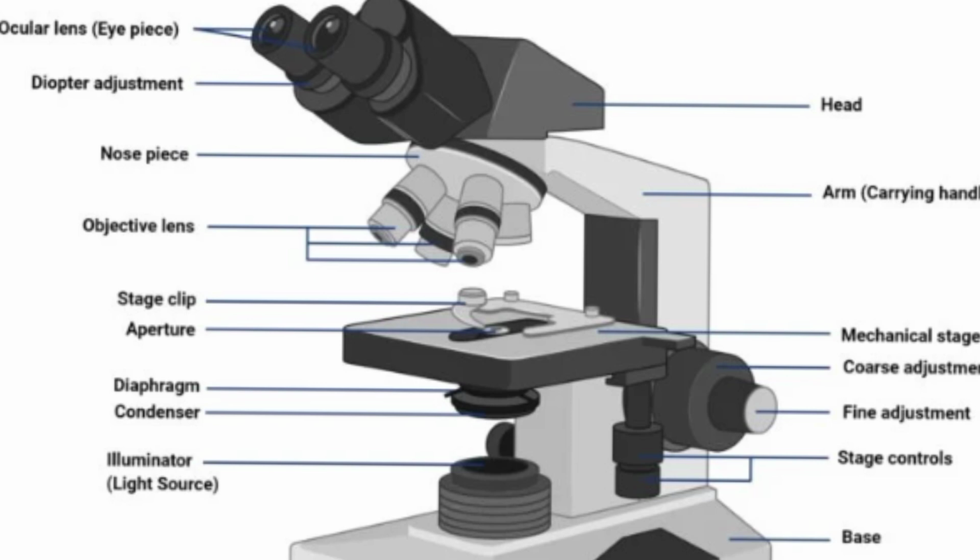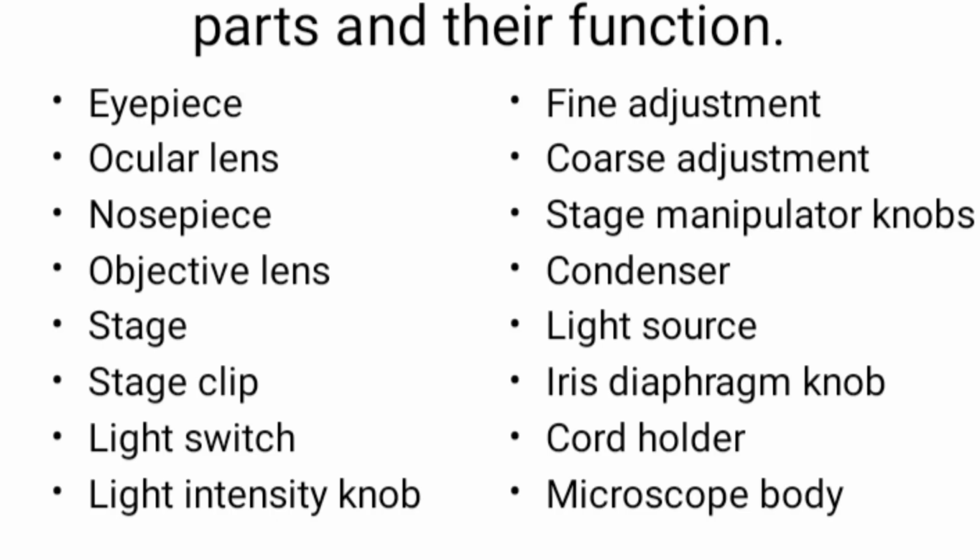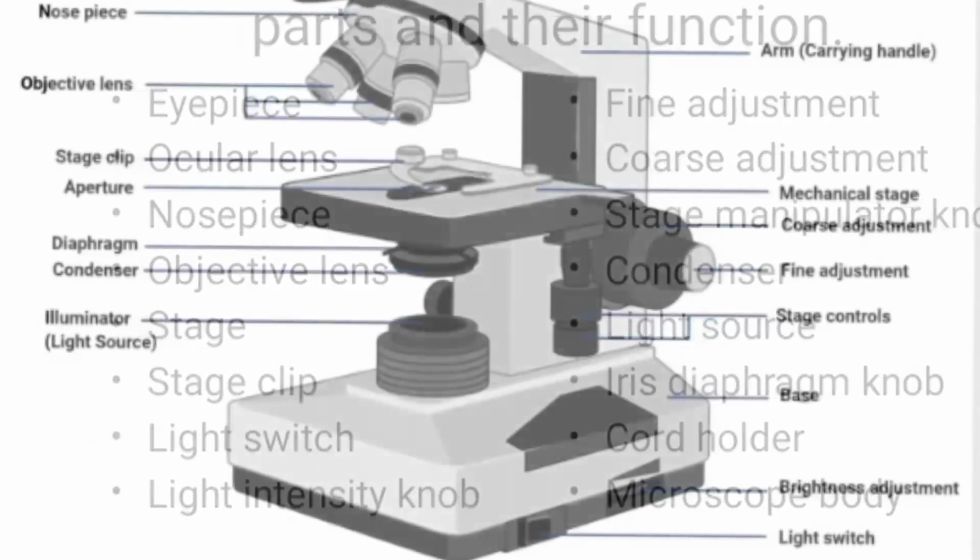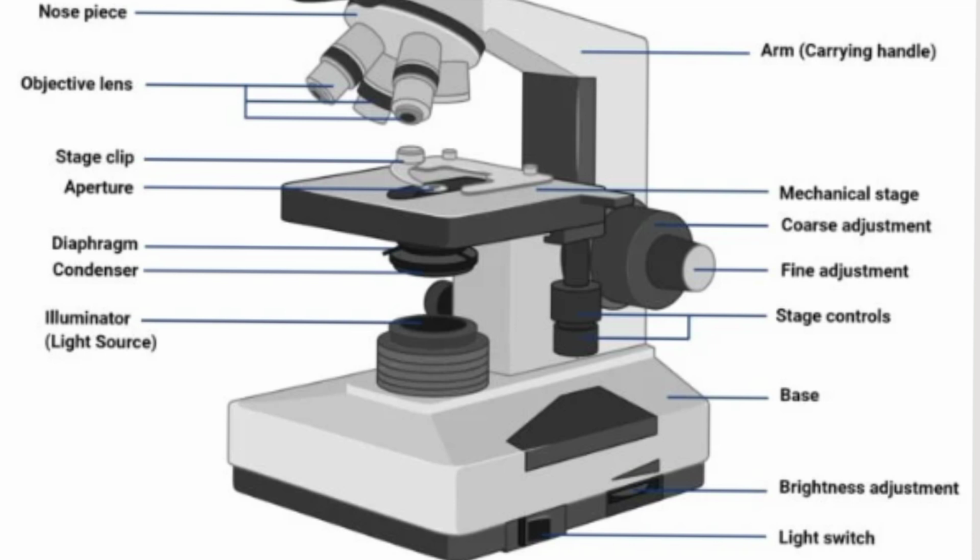We have the nose piece. Location: below the eyepiece. Function: the nose piece is a rotating mechanism that holds multiple objective lenses. It allows the user to easily switch between different objective lenses, which vary in magnification, by rotating the nose piece.